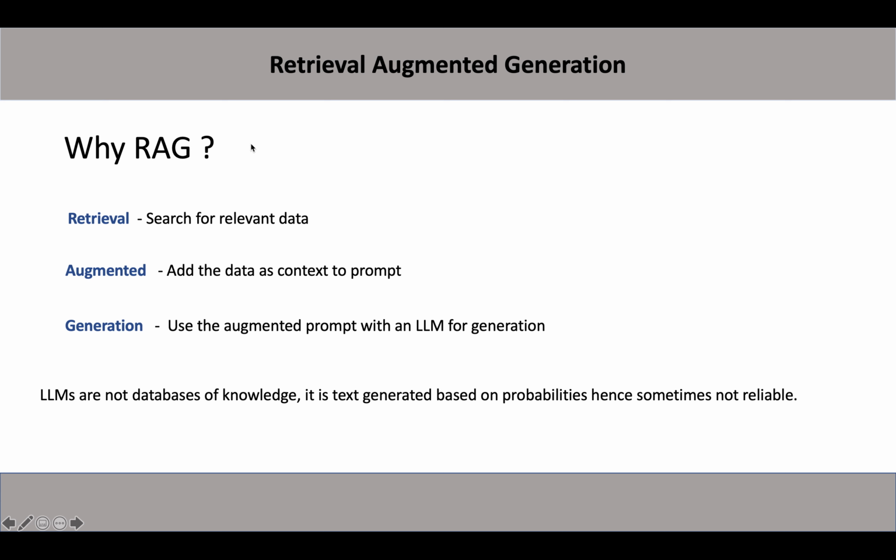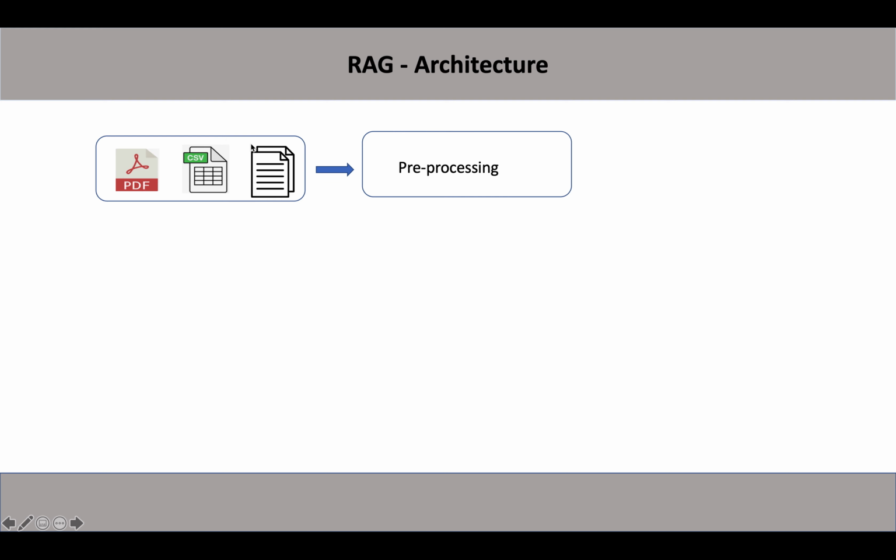Now let us see the architecture. The first and foremost thing in the architecture is the data. The data need not be only PDF files. It may be a CSV file, a text file, URLs, or it may be real-time data. These data, we are going to pre-process. When I say pre-processing, we are going to ingest the data.